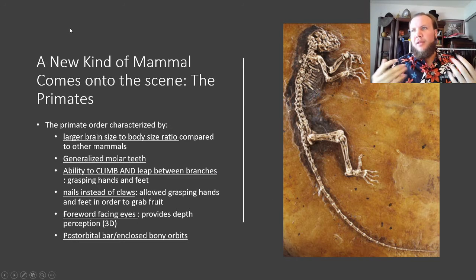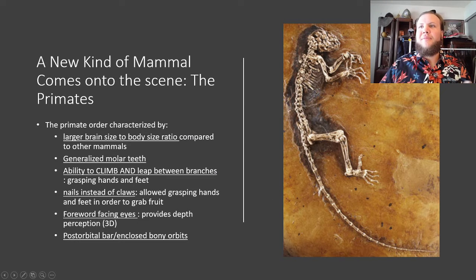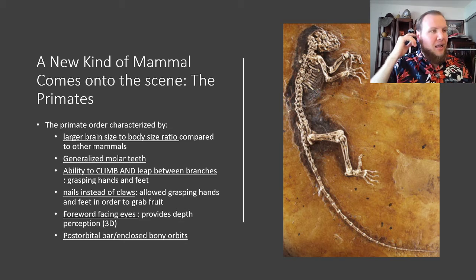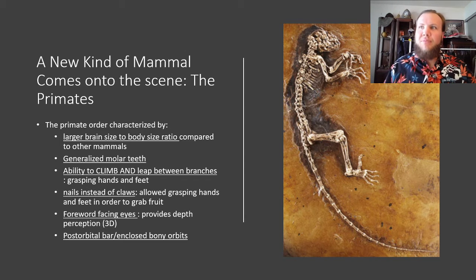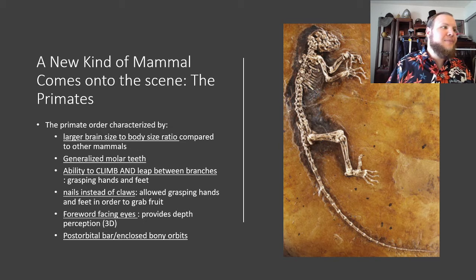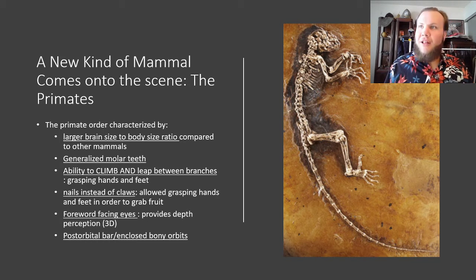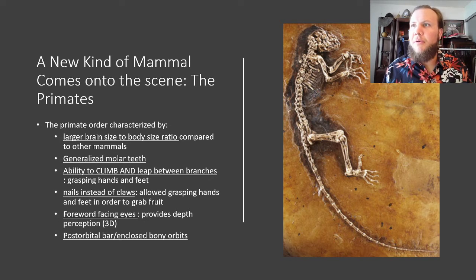So, a new kind of mammal, our first primate, this is what the first primate looked like, and we have fossils of it, came onto the scene about, like I said, 56 million years ago. And so, in review, the primate order, in this first primate fossil here, had a larger brain size compared to body, generalized molars, ability to climb and leap, and nails instead of claws, forward-facing eyes, and a post-orbital bar or enclosed bony orbits, okay?